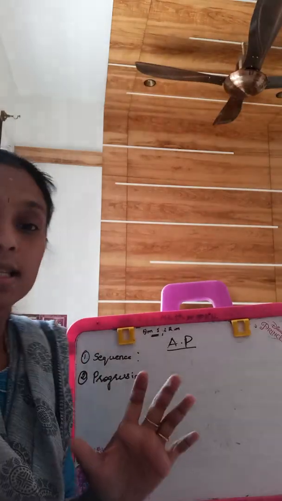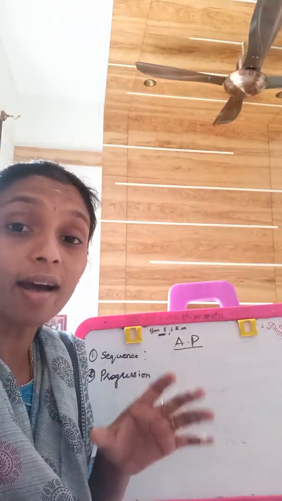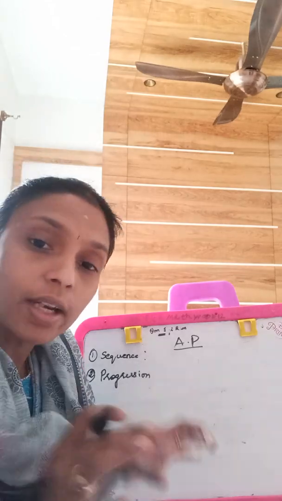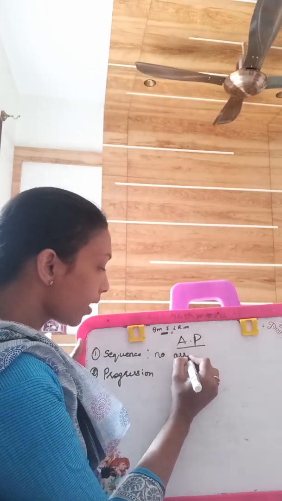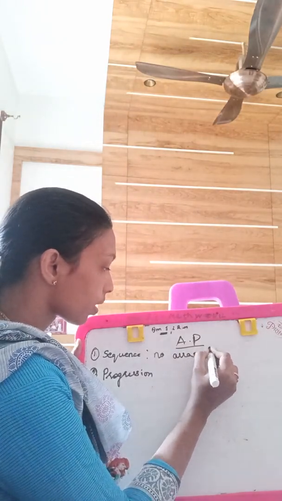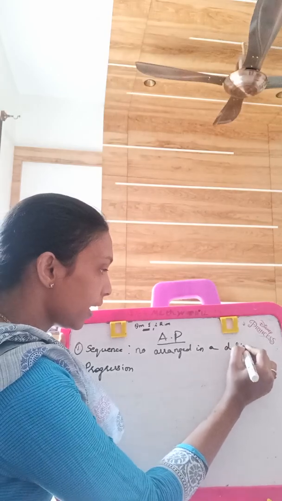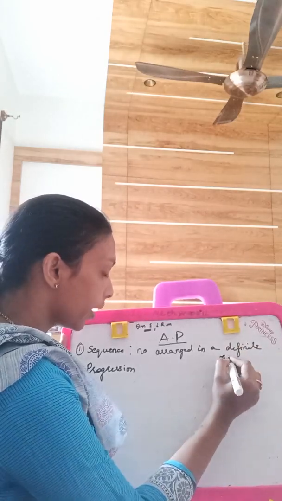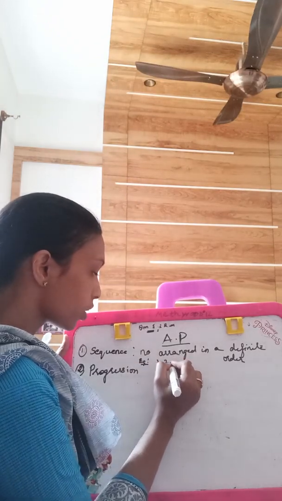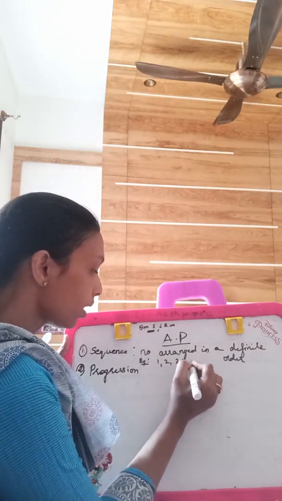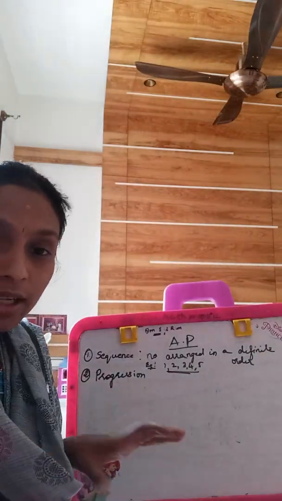What is a sequence? A sequence is nothing but numbers which are arranged in a definite order. Example for the sequence is 1, 2, 3, 4 and 5. These are the numbers which are arranged in a definite order.